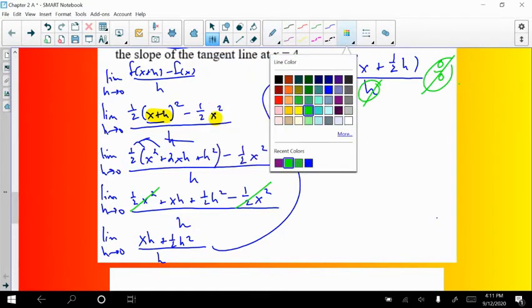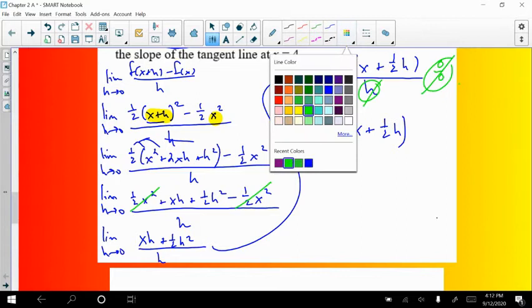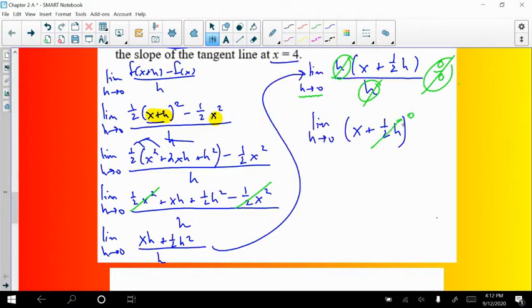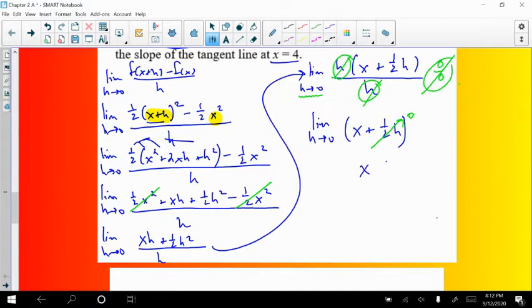So we go back to the color blue. Now I haven't taken the limit yet. Limit as h approaches 0 of x plus 1/2 h. Now I can, right? The limit as h approaches 0 means we only let the h component go to 0. So this part goes to 0. X is fixed, so I get x. The whole thing reduces to just an x.